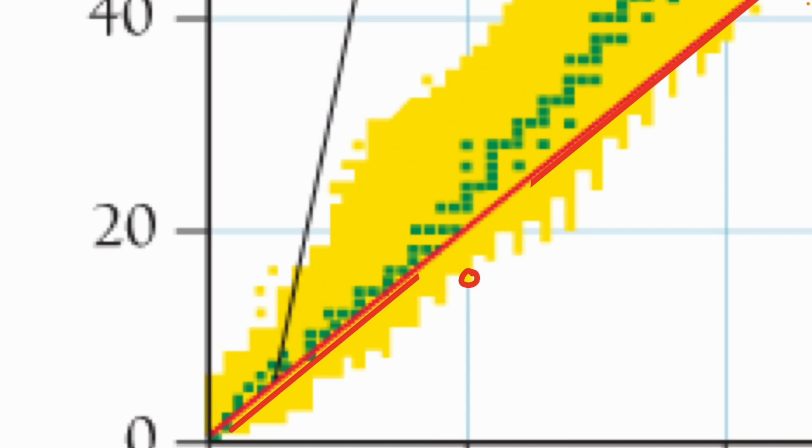It won't let me write on the picture. It goes that way and that way, right? To the right and then up. I don't know why it's not working.